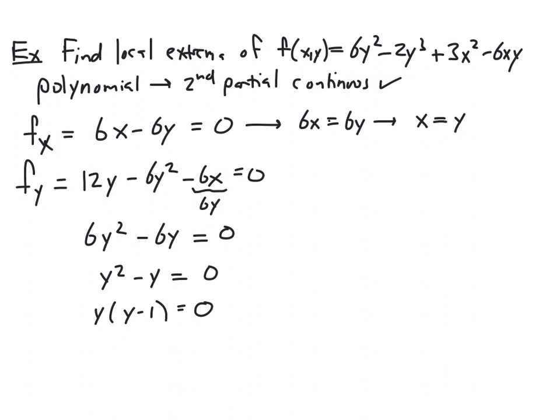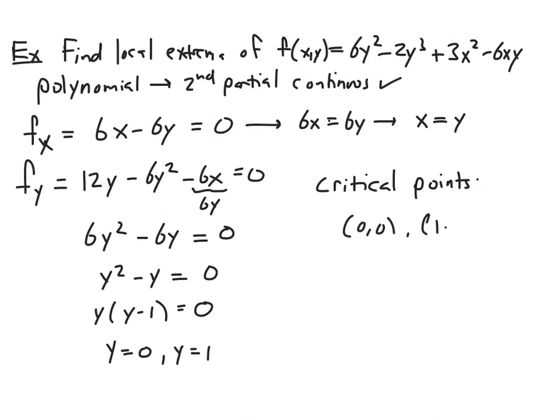And so we have to get one of these two factors equal to 0. We have two options: y equals 0, and y equals 1. Those are our two values of y that could possibly be critical points. But remember that we also know that x has to equal y. And so we end up with two critical points: the origin, (0, 0), and the point (1, 1). We know that these are the only possible local extrema, and now we're going to use the second derivative test to classify each of these.